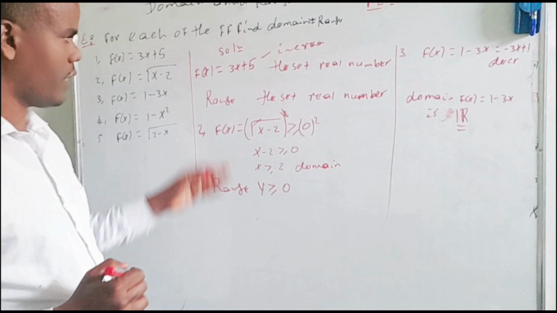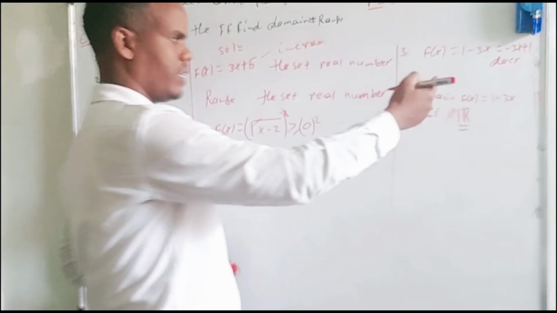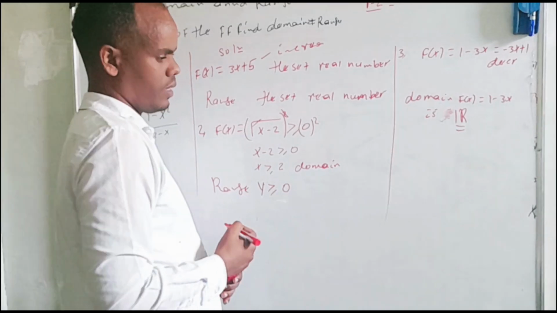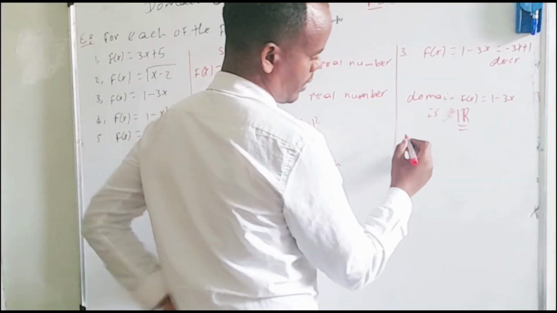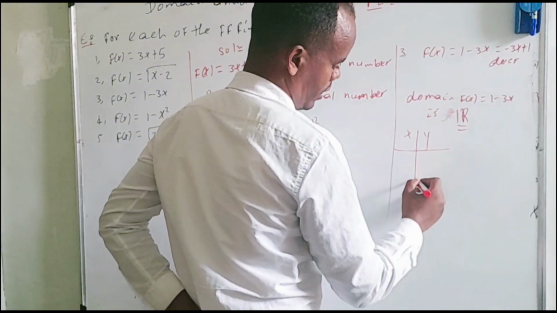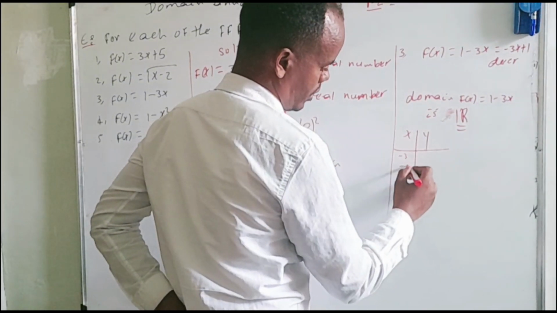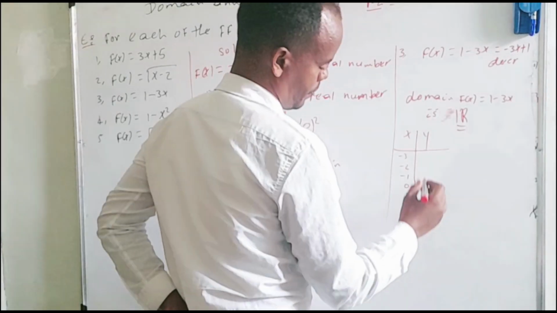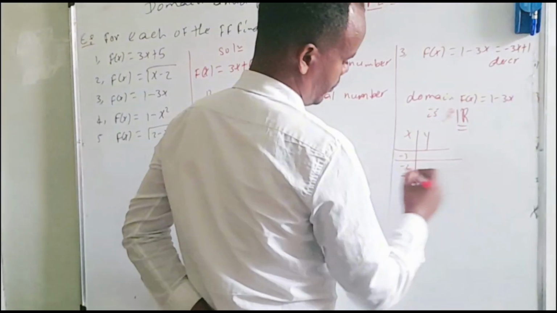Okay, decreasing, increasing is what that means. Decreasing means as the value of x increases, the value of y decreases. Let's check in the table. Here x can be negative 3, negative 2, negative 1, 0, 1, 2, 3.